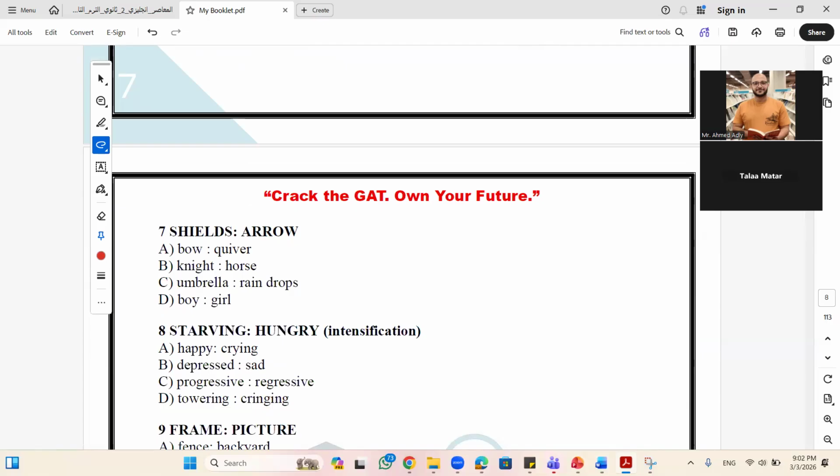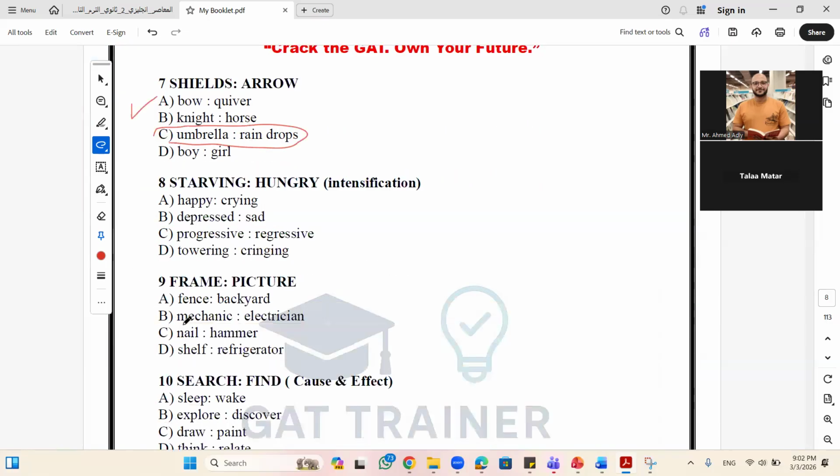Shields and arrows is going to be umbrella and raindrops. Shields, by the way, protect us from arrows, like an umbrella protects us from raindrops.